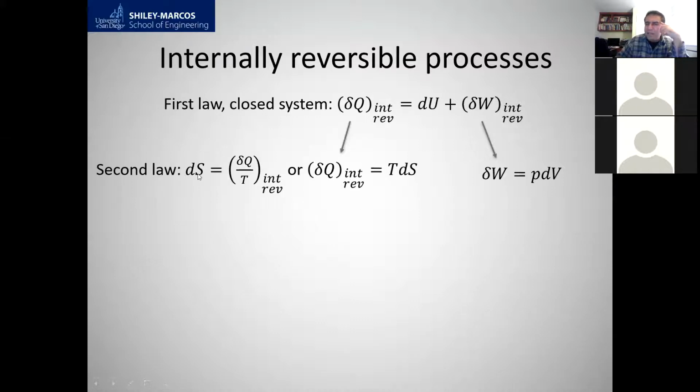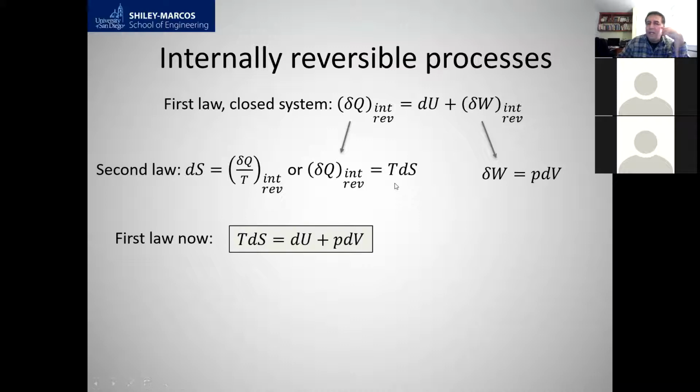The second law of thermodynamics says ds equals del Q over T, this is the powerful formula in entropy. For internally reversible, del Q equals the product of temperature and change in entropy. You watch for that because you will be using it in homework problems. And then the first law is going to simplify to T dS.